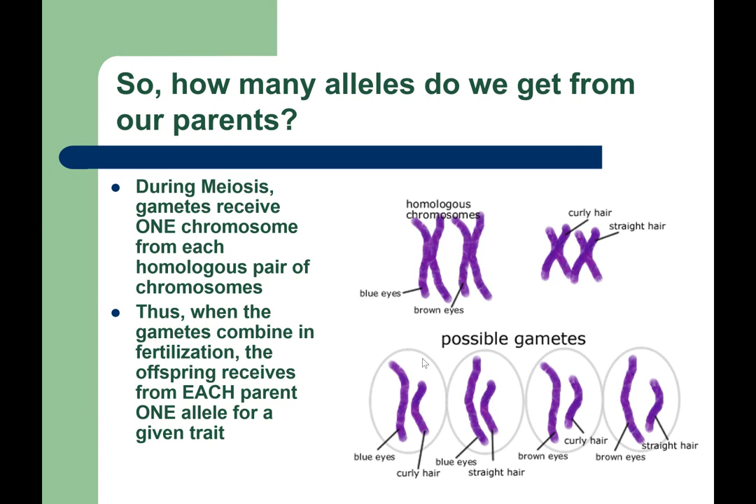All right. And again, I know I've said this a million times, I'll say it again. During meiosis, gametes get one chromosome from each homologous pair of chromosomes. So when they are combined during fertilization, you end up with one from mom, one from dad that will actually make the new organism. These are the possible gametes from these particular alleles. This is a little more complex because this is what we would call a dihybrid cross, and we will get to that. So don't worry about that for now.